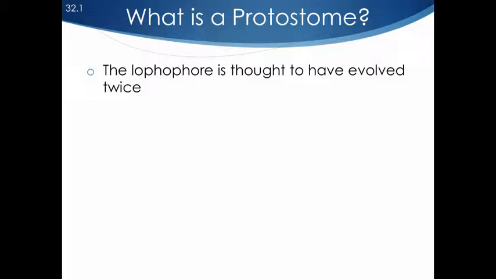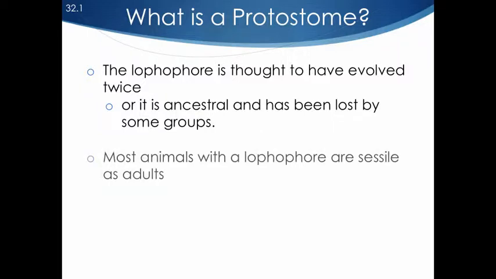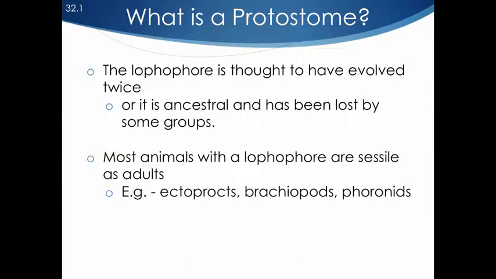So the lophophore is thought to have evolved twice, or it can be considered as an ancestor, and it has been lost by some groups. Most animals with a lophophore are sessile as adults. So this would be an example of ectoprocts, brachiopods, and phoronids. And again, sessile means that they do not move, so that means they're like ground in. They don't really have limbs or anything to move around.